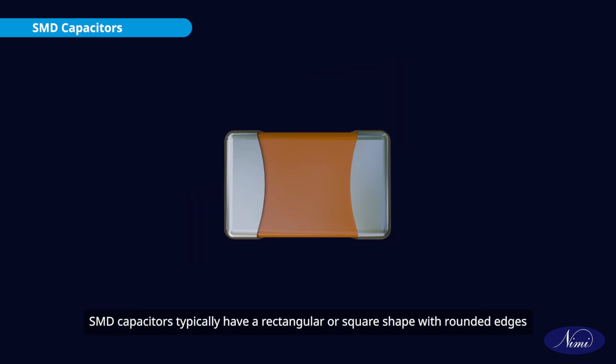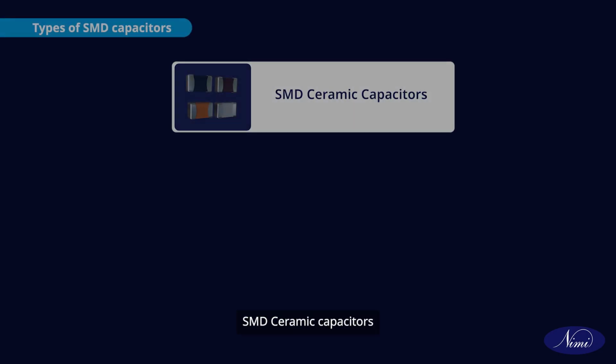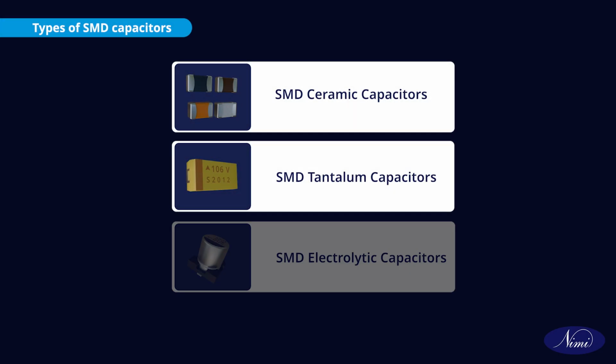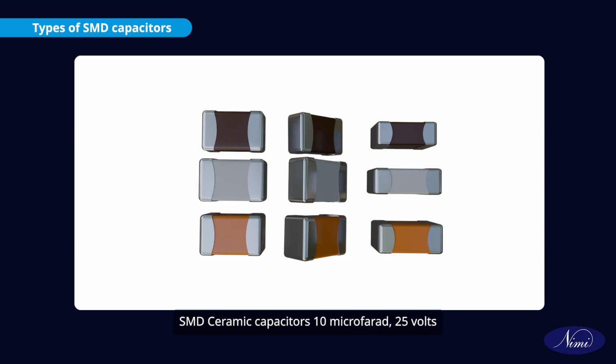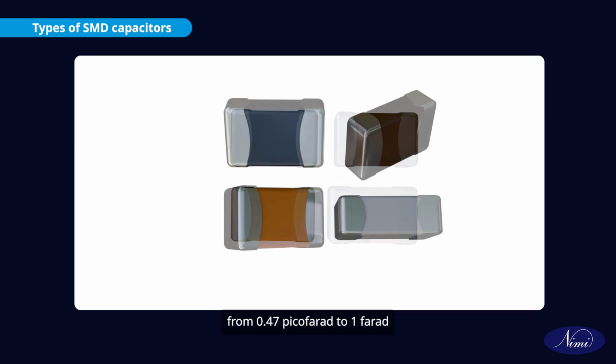SMD capacitors typically have a rectangular or square shape with rounded edges. Types of SMD capacitors: SMD ceramic capacitors, SMD tantalum capacitors, SMD electrolyte capacitors. SMD ceramic capacitors, 10 microfarad 25 volts. Ceramic multilayer chip capacitors are available with a very wide range of values from 0.47 picofarad to 1 farad.